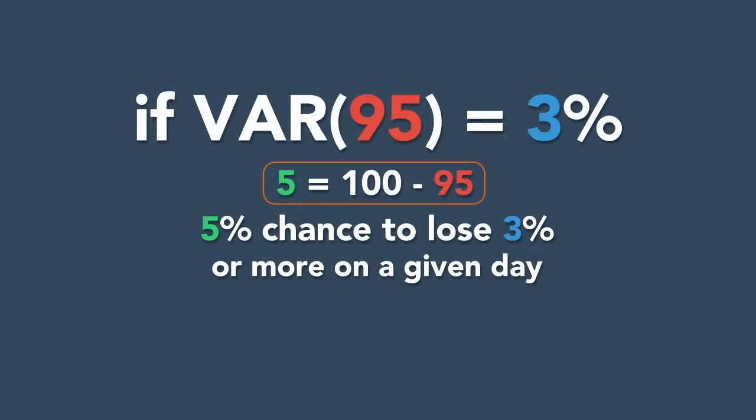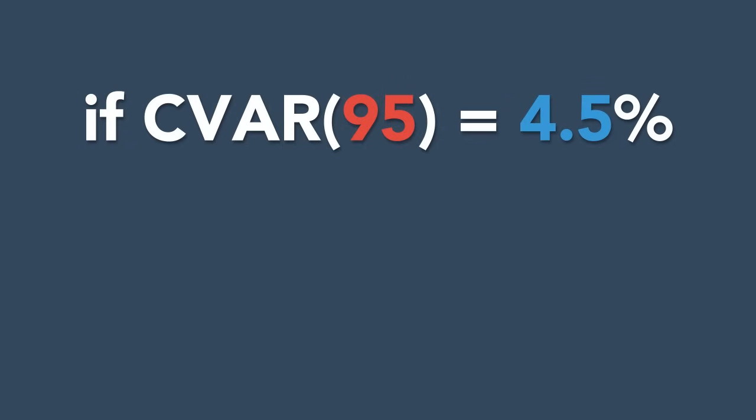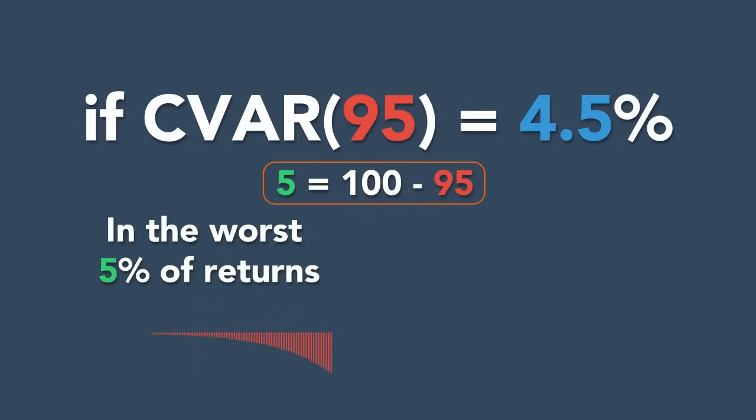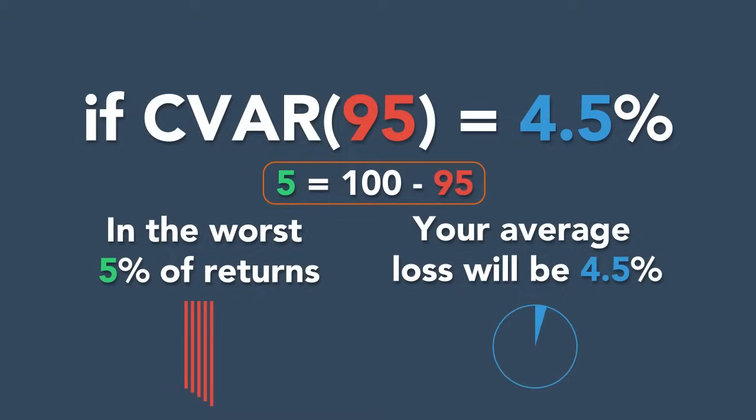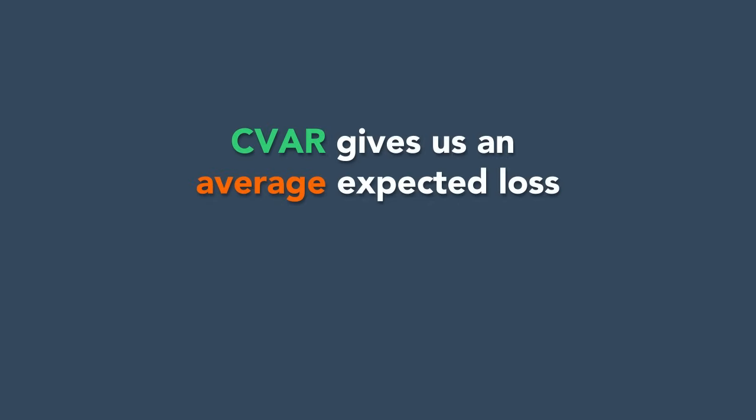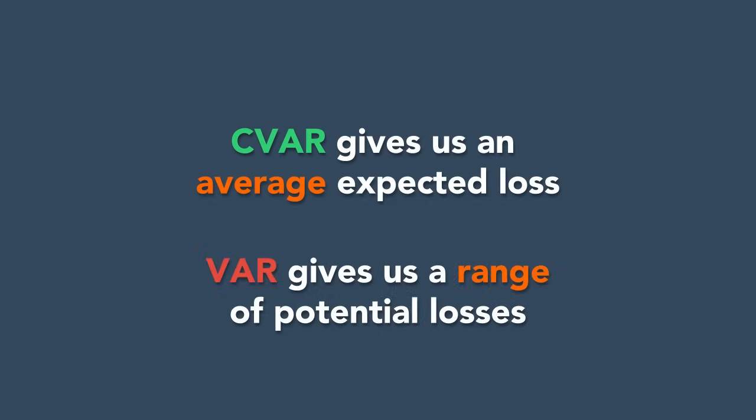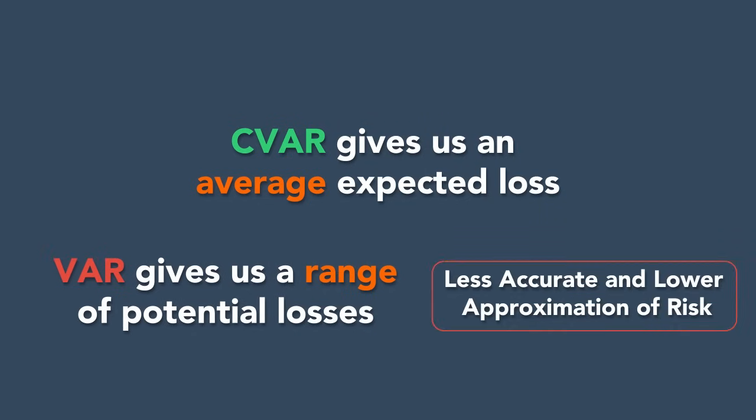If VAR 95 is equal to 3%, for example, this means that there is a 5% chance that you will lose 3% or more of your portfolio value. If CVAR 95 is equal to 4.5%, for example, this means that in the worst 5% of your returns, your average loss will be 4.5%. In other words, CVAR is better than VAR because it gives us an average expected loss rather than a wide range that is difficult to account for. VAR may lead to an under-approximation of potential losses because it ignores all returns worse than the given VAR level.